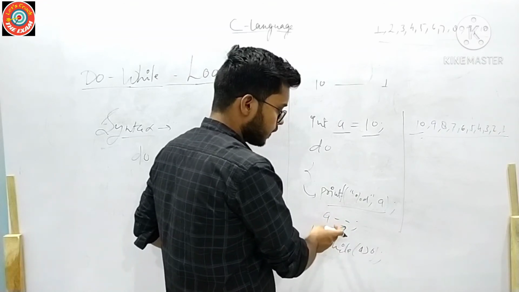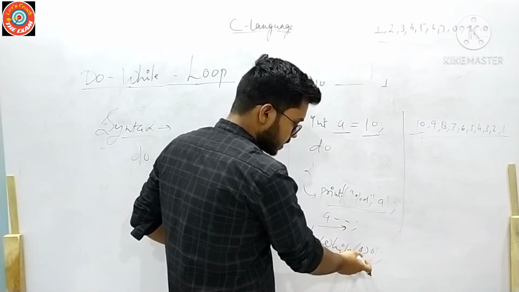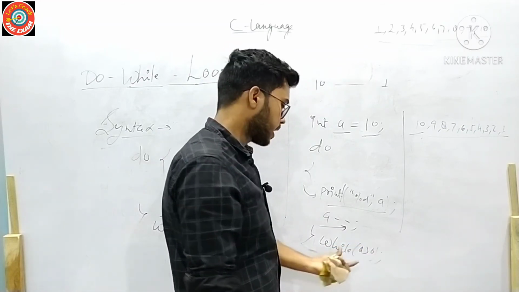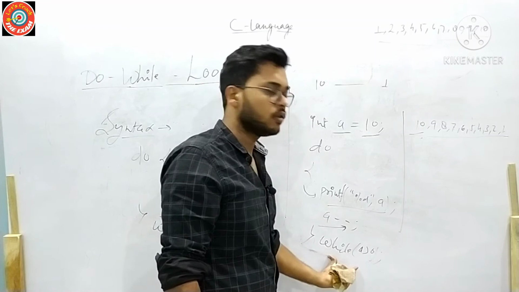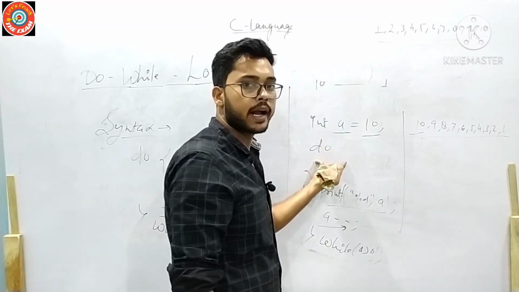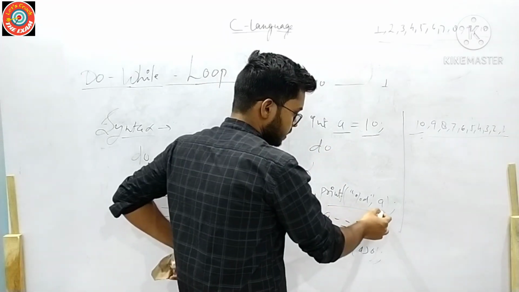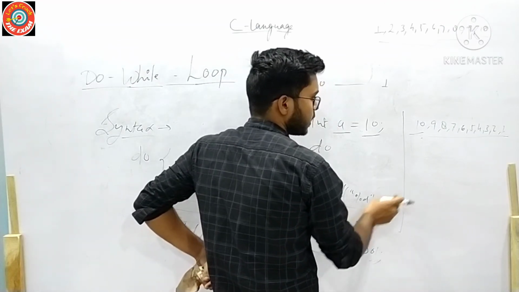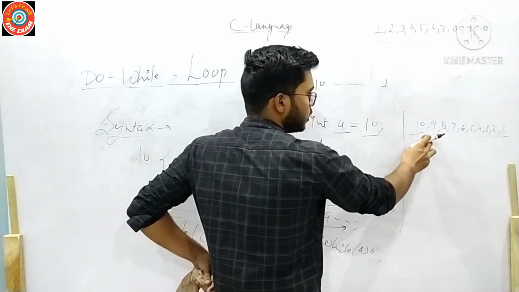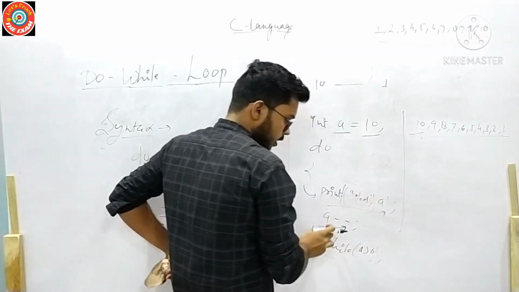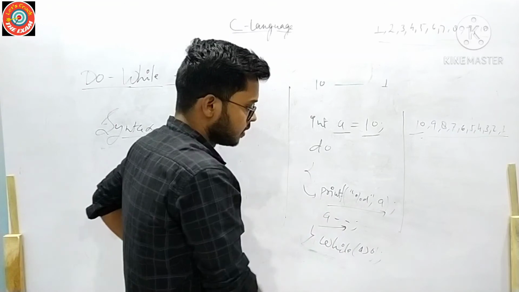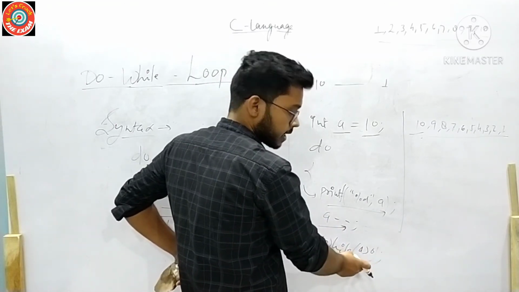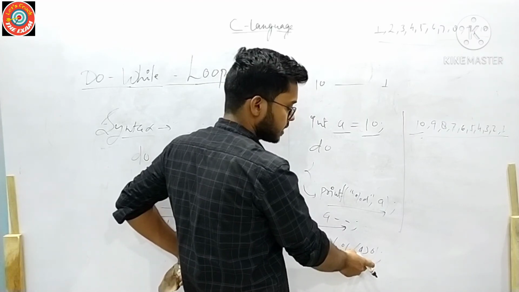Okay, so the value of a is now 9 and it will check the condition if 9 is greater than 0 or not. Okay, so the condition is true, 9 is greater than 0, so it will come to do again. Okay, so now it will see the same printf function, and it is printing the value of a and now the value of a is 9, so it will print 9. Okay, now the value of a will decrease, so it will become 8. Okay, it will check the condition and the condition will be true because 8 is greater than 0.